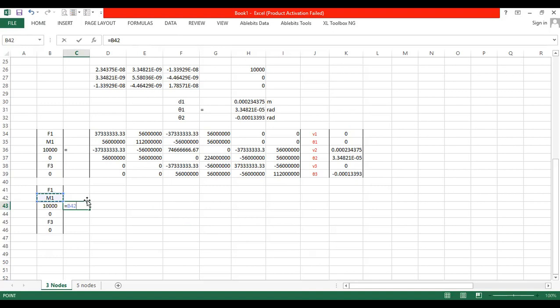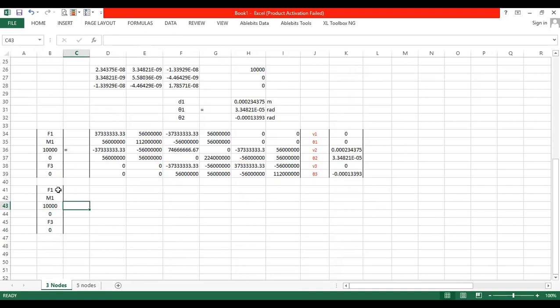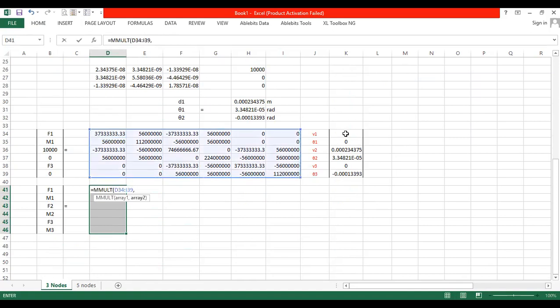So I'll call this F1 M1, I'll call this the generalized force matrix. So that will be F1 M2, then like this. So this is equal to matrix multiplication. Array 1 is this, comma, array 2 is this. Control Shift Enter. So you can see exactly it becomes 10,000, right? So your F1 is in the upward direction.